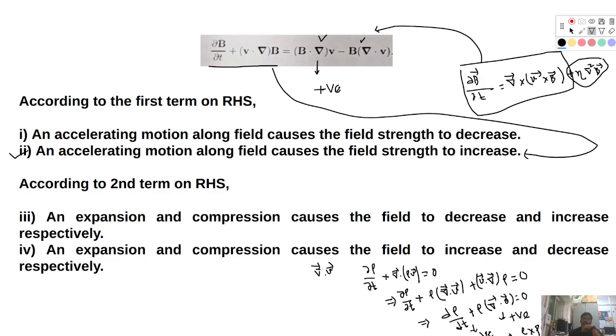Now for expansion, you have divergence of V which is greater than 0. So if your divergence of V is positive, this term will be a negative term, right? So if it is negative, then your magnetic field should decrease. So an expansion causes the field to decrease and compression causes the field to increase respectively. So this third one is the correct answer, because you can derive the vice versa from this discussion. Okay.